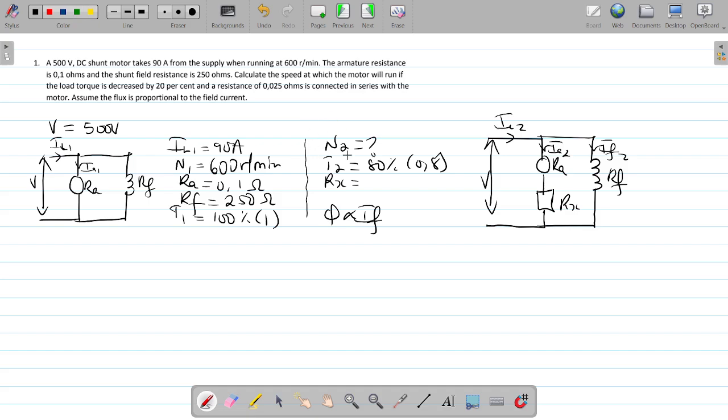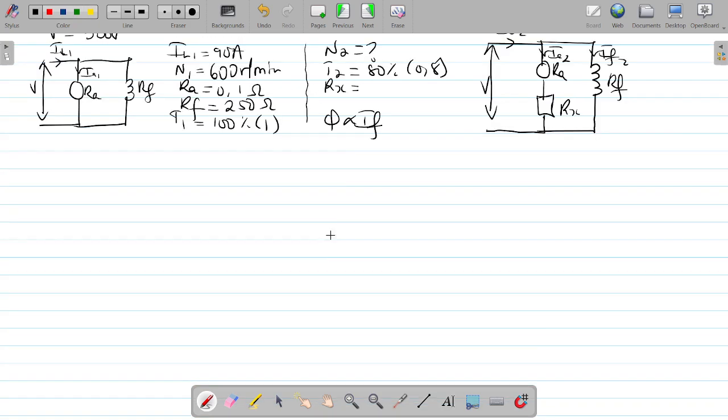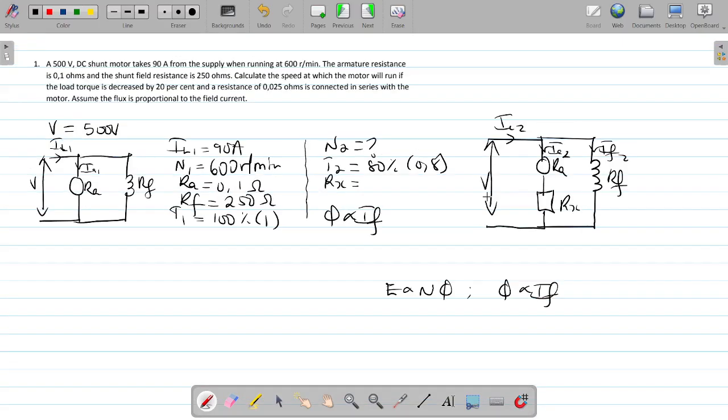So they're telling us to find N2. To find N2, the formula which allows us to find it is the one for EMF. EMF is proportional to speed and flux. They told us flux is proportional to the field. Now let's check.